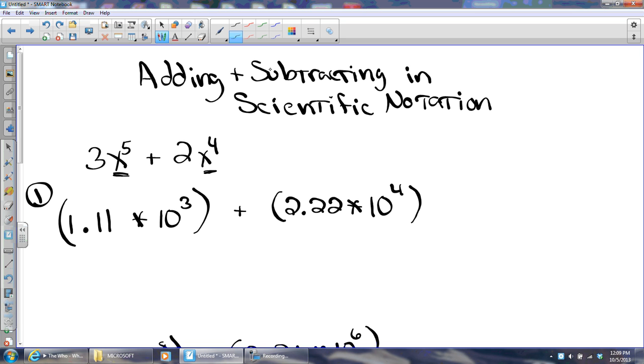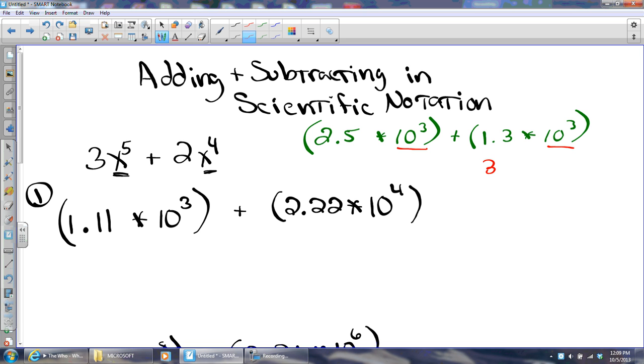So if we had a problem like this where we had 2 and 5/10 times 10 to the third, and we were adding 1 and 3/10 times 10 to the third, these would be like terms because we have 2.5 10 to the thirds, and we have 1.3 10 to the thirds. So we could say, how many 10 to the thirds do we have? Well, we've got 3.8 10 to the thirds, right? Remember, those tens with exponents, they behave just like variables. They're not variables, but the rules are the same. That's really cool because the rules of math don't change based on the situation.